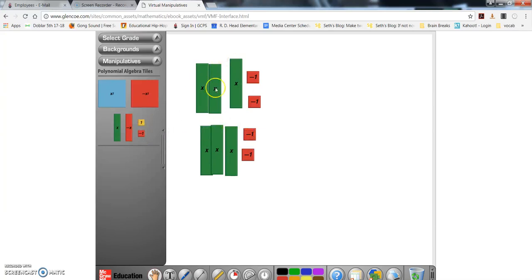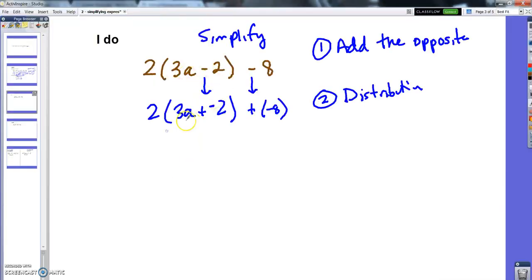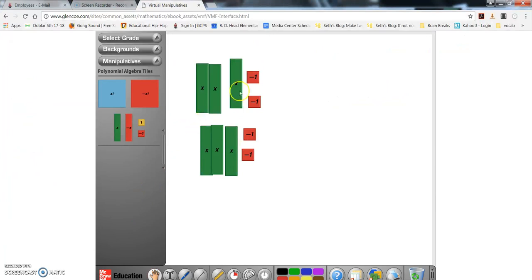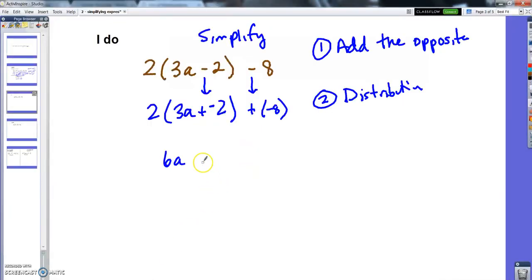Right? And so what you can see now is that really what I have is 6a and negative 4, if I do my distributive property correctly. And that works. You can see here, 2 times 3a is going to be the 6a, and 2 times the negative 2 is going to be the negative 4.